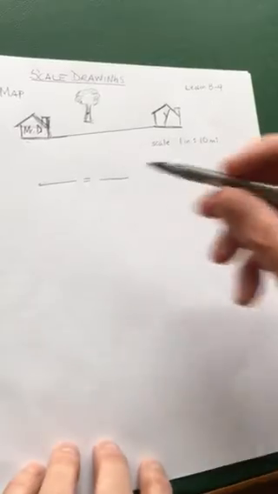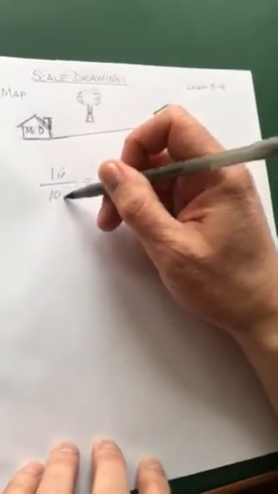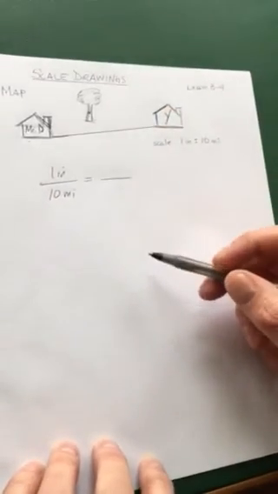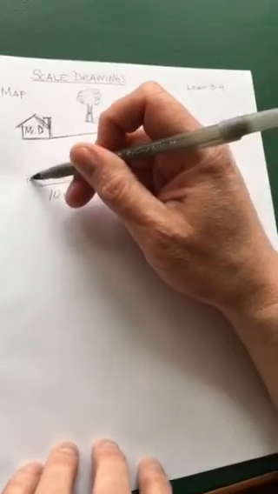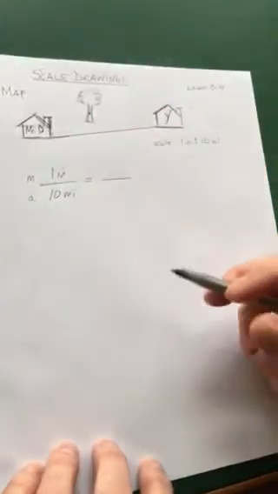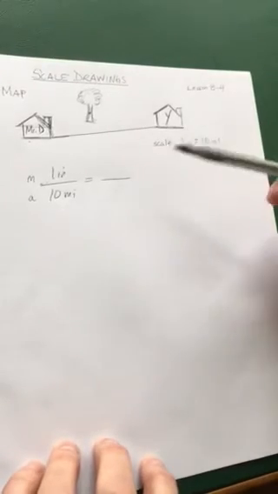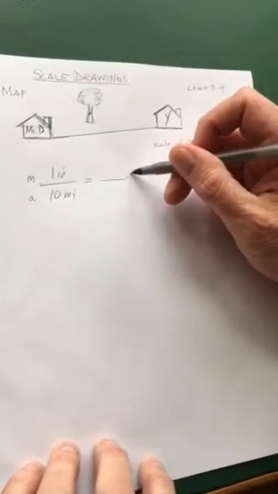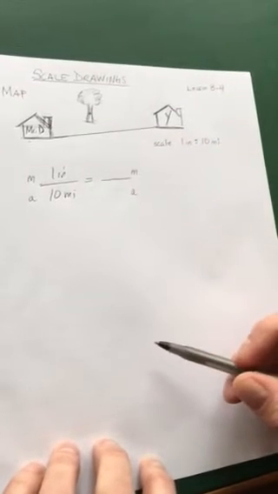So I'll usually do it this way, where I'll go 1 inch on top, and then 10 miles on the bottom, okay? So what you have to understand is that this is our map distance, and this is our actual distance, okay? So if we set up the left side like that, we have to set up the right side like that, where on top we're going to have our map distance, and then on the bottom we're going to have our actual distance, okay?